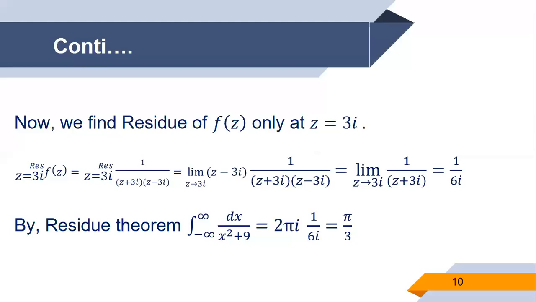So the residue at z is equal to 3i is equal to limit z tends to 3i of z minus 3i into the function. So z minus 3i cancels. The remaining term is 1 upon z plus 3i. And then z is replaced with 3i. 3i plus 3i is 6i. So 1 upon 6i is the residue. So by the residue theorem, the integral from minus infinity to plus infinity of dx upon x square plus 9 is equal to 2 pi i into 1 upon 6i, which is nothing but pi by 3.